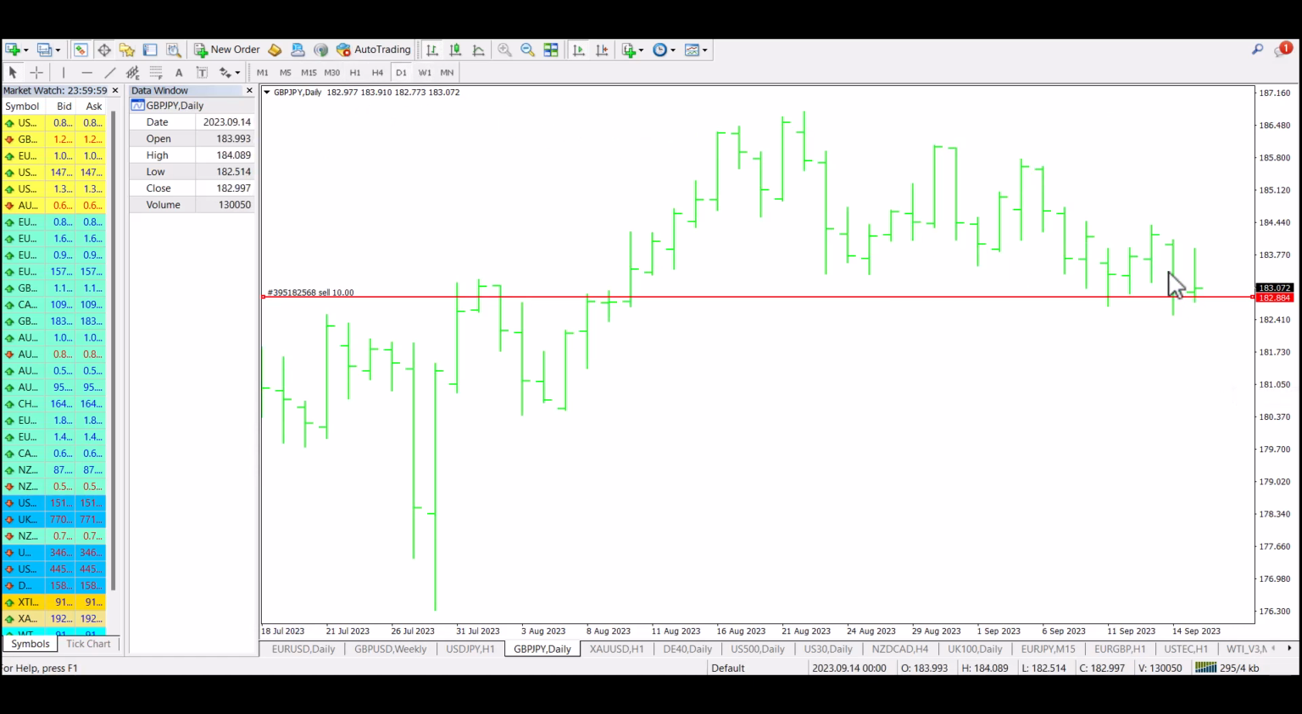We had a very bearish bar on Thursday. And with that being a bearish bar, because the close is closer to the low than the high, the indications, based on probabilities, are that that low at 182.514 should be broken to the downside before that high.